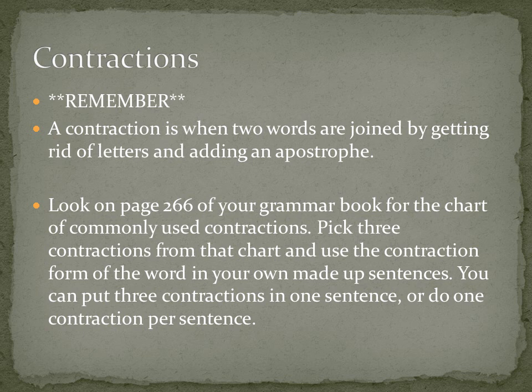Find it? Press pause if you need to look. Okay, once you've found it, pick 3 contractions from that chart and use the contraction form of the word in your own made-up sentences. You can put 3 contractions in one sentence or do 1 contraction per sentence, your choice. Go ahead and press pause until you're done with this short activity.